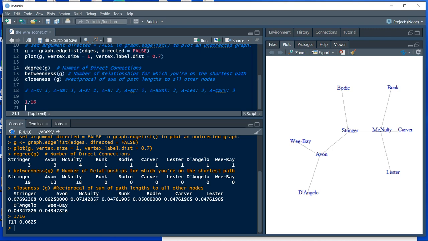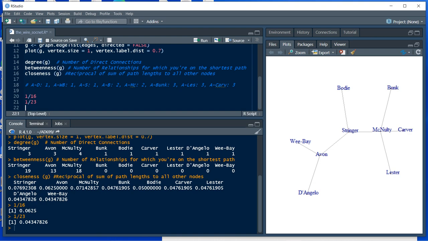Weebay to Bodie is 3. Weebay to McNulty is 3. Weebay to Bunk is 1, 2, 3, 4. And Weebay to Lester is 1, 2, 3, 4. And then finally, Weebay to Carver is 1, 2, 3, 4. So when we sum those up, we have, let's see, 18 plus 4, that's 22, plus 1. So 23 is the sum of the path lengths from Weebay to all other members of this connected network. And that is what we see there.